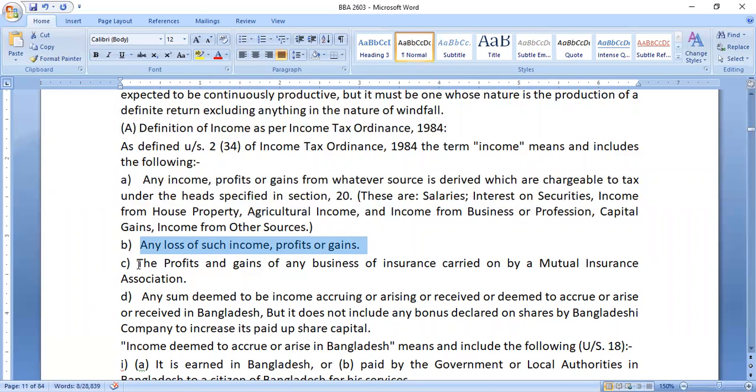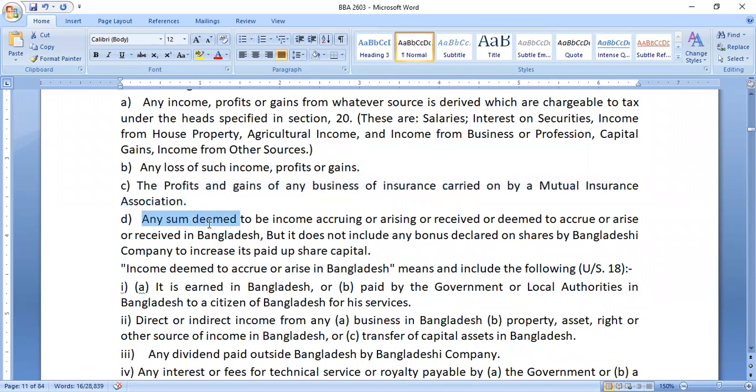(c), the profits and gains of any business of insurance carried on by a mutual insurance association. Number (d), any sum deemed to be income accruing or arising or received in Bangladesh, but it does not include any bonus declared on shares by a Bangladeshi company to increase its paid up share capital. Then income deemed to accrue or arise in Bangladesh means and includes the following under section 18.